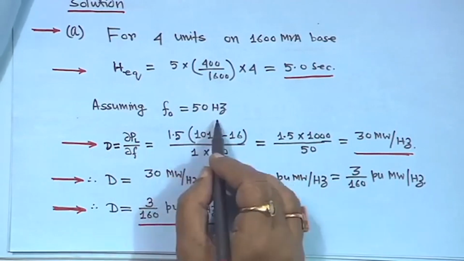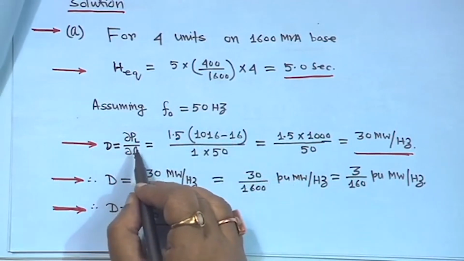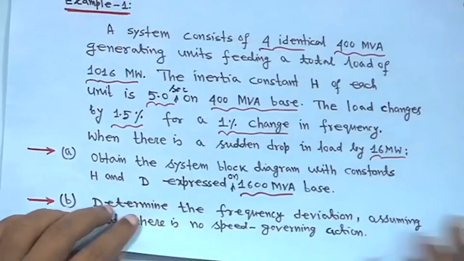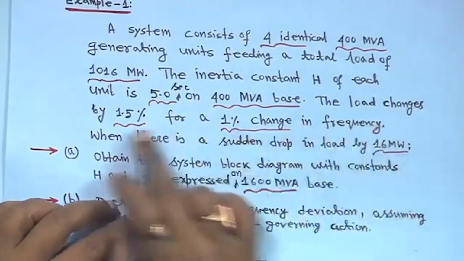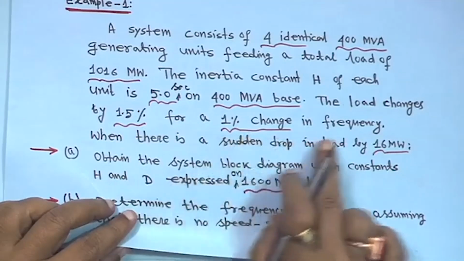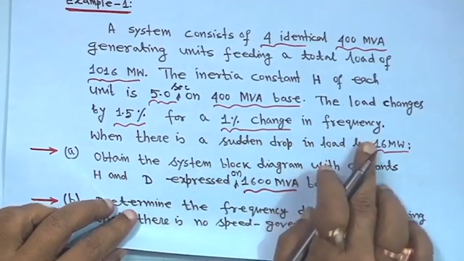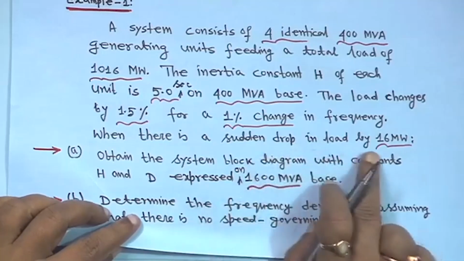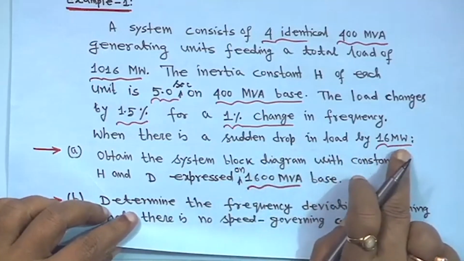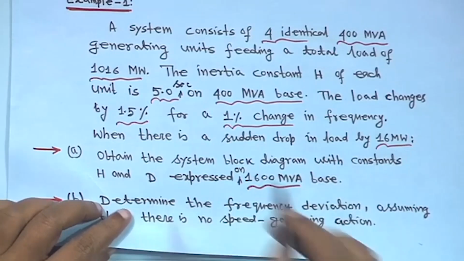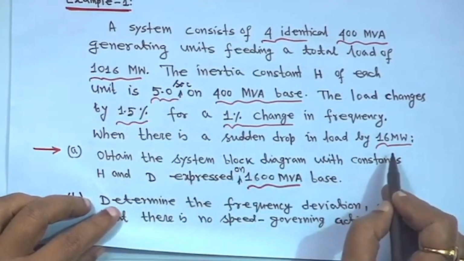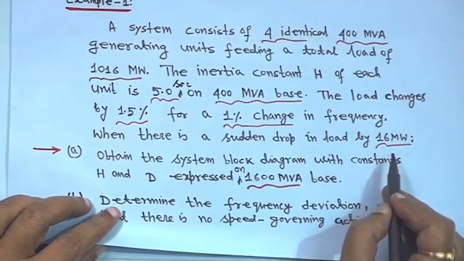So, now if F0 is equal to 50 Hz, D is equal to delta PL upon delta F. It is given that the load changes by 1.5% for a 1% change in frequency. There is a sudden drop in load by 16 megawatt. Initially it was 1016, now the load is 1016 minus 16, so it is 1000 megawatt.